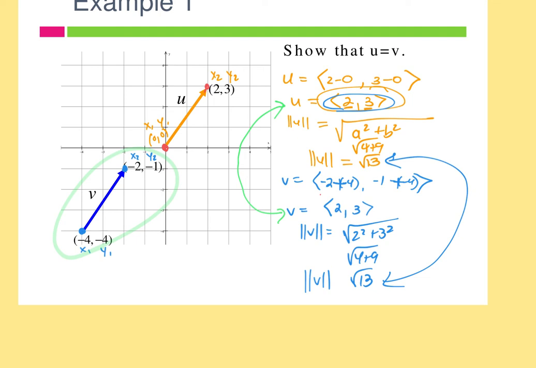Yeah. And just because they have the same magnitude doesn't mean they have the same component. Correct, right? Because I could go in a completely different direction. These could be both the same vector length, but different directions, and then they're not equivalent.